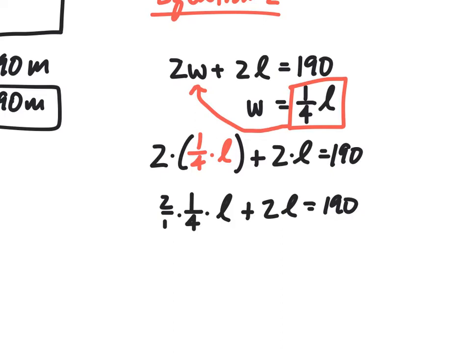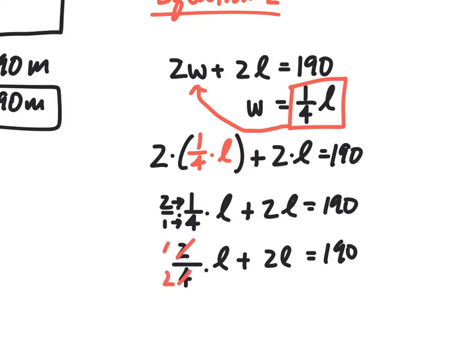Okay, to simplify this, if I want to do 2 over 1 times 1 over 4, I'm going to multiply straight across. All right, and so I'm going to get 2 times 1, which is 2, over 1 times 4, which is 4, times my length, plus 2L is going to equal 190. All right, so now 2 over 4 simplifies to 1 over 2. Okay, so let's rewrite this as 1/2 times your length plus 2L is equal to 190.